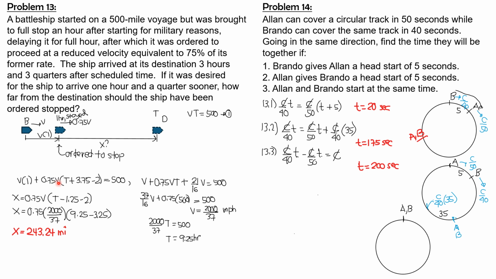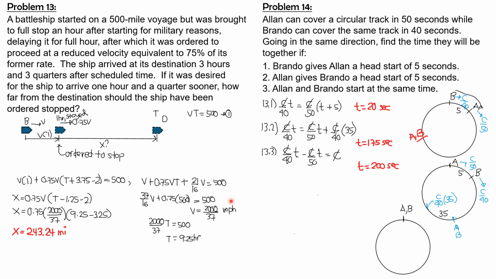Simplifying V plus 0.75 VT, then 3.75 minus 2 times 0.75 V is 21 over 16 V equals 500. Replacing VT here by 500, and combining V and 21 over 16 V, which is now 37 over 16 V, then plus 0.75 of 500 equals 500. We can now solve for the normal speed of the battleship, which is 2000 over 37 miles per hour.